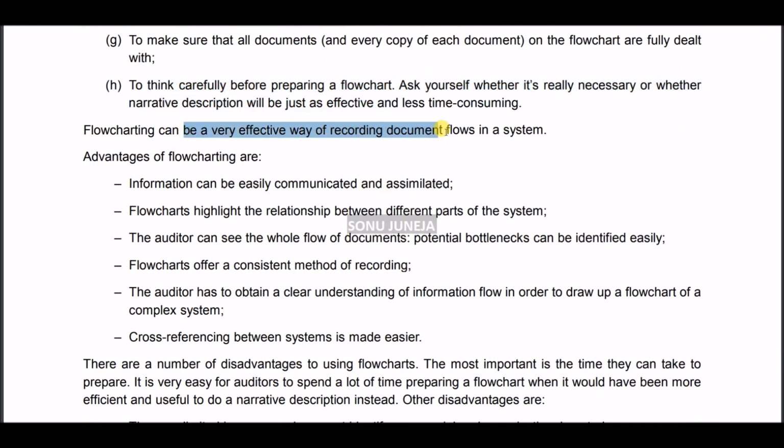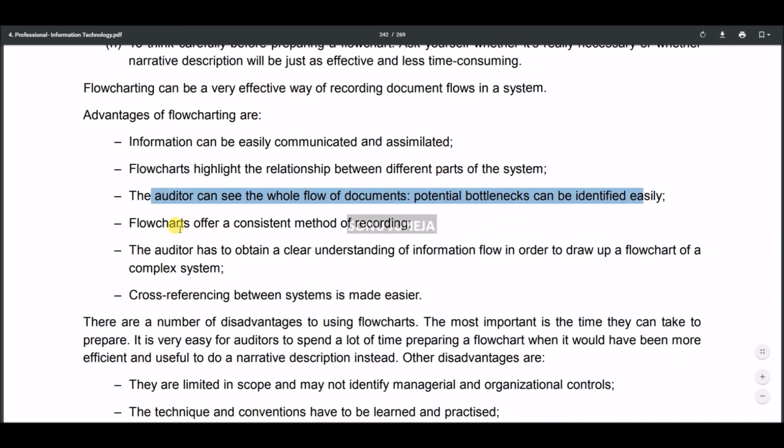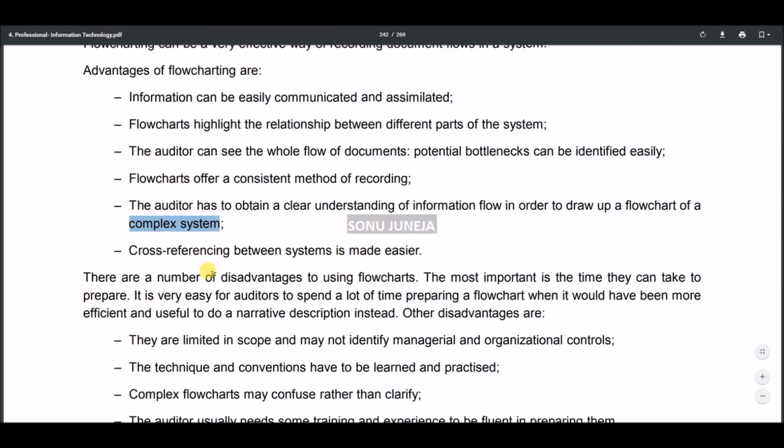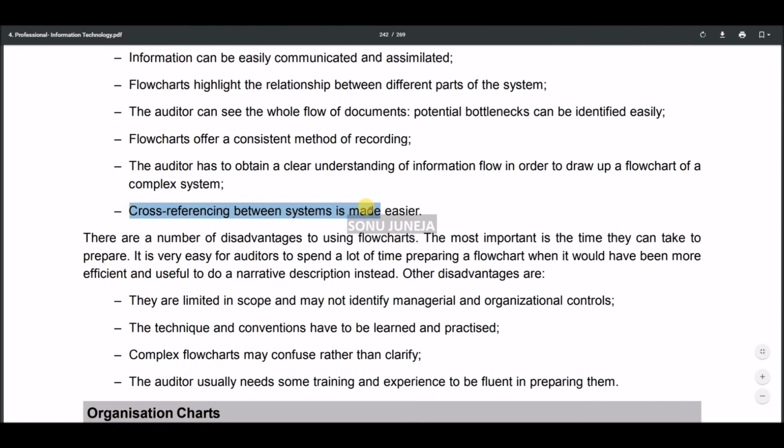A flowchart can be a very effective way of recording document flows in the system. Advantages of flowcharts: information is easily communicated and assimilated. Flowcharts highlight the relationship between different parts of the system. The auditor can see the whole flow of documents, and potential bottlenecks can be identified easily. Flowcharts offer a consistent method of recording. The auditor has to obtain a clear understanding of information flow in order to draw up a flowchart of a complex system. Cross-referencing between systems is made easier.